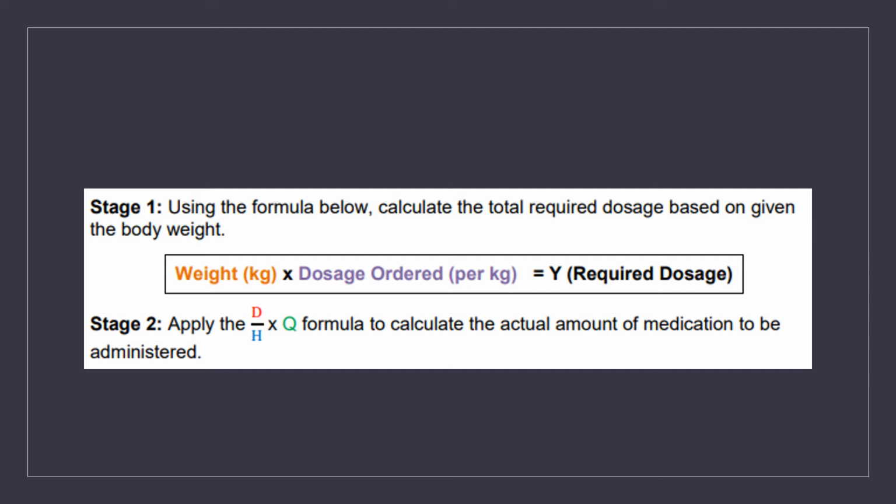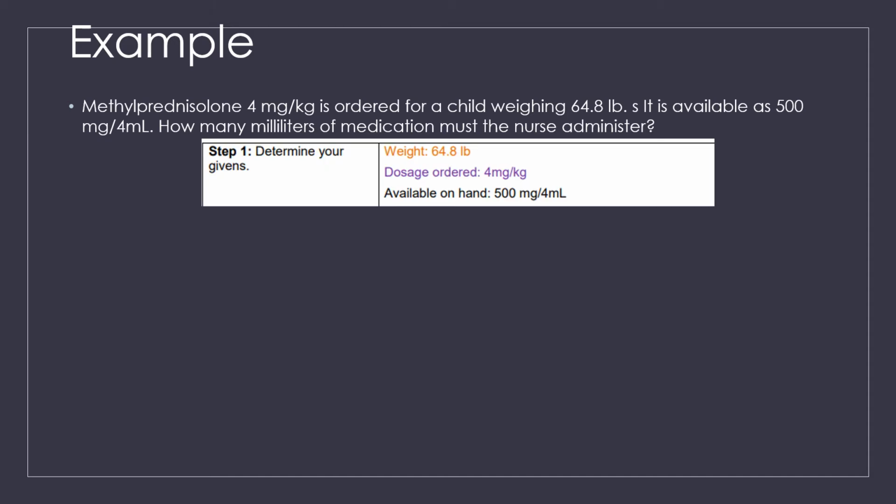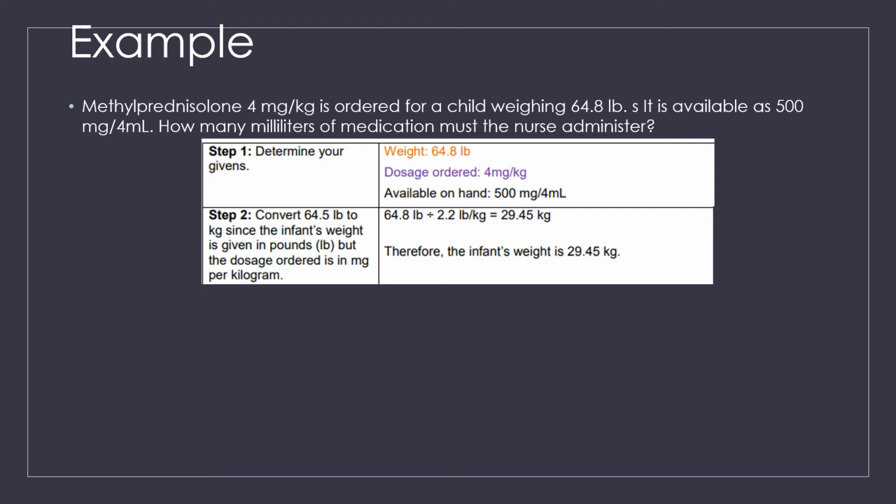to be administered. So for the example, methylprednisolone 4 mg per kilogram is ordered for a child weighing 64.8 pounds. It is available as 500 mg per 4 ml. How many milliliters of medication must the nurse administer? So we determine that the weight is 64.8 pounds, the dosage ordered is 4 mg per kilogram, and the available on hand is 500 mg per 4 ml.